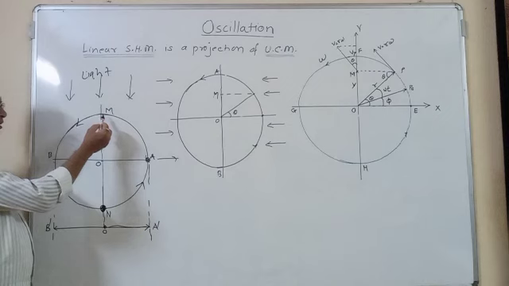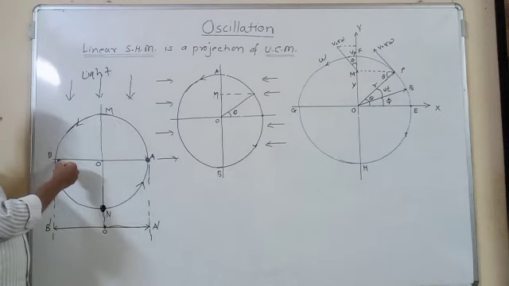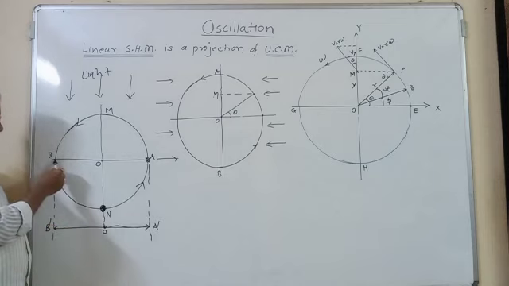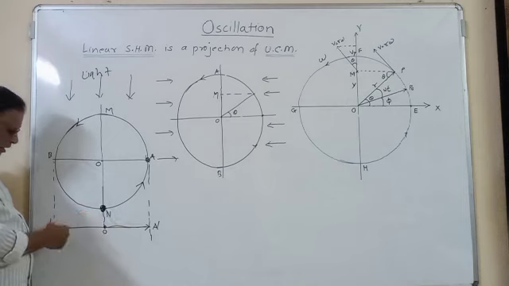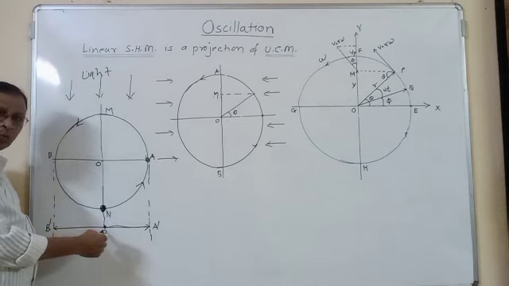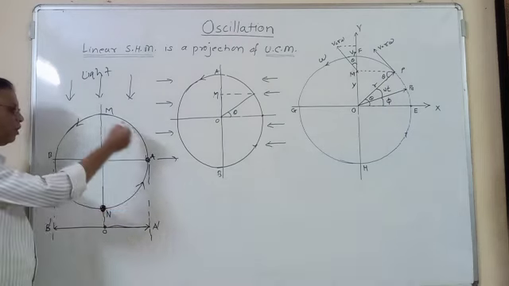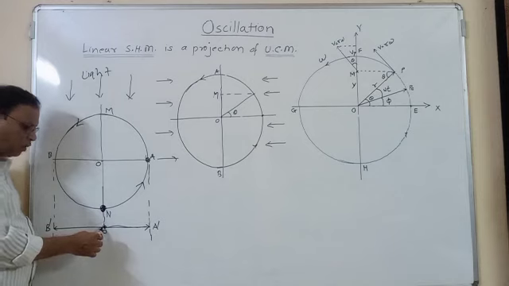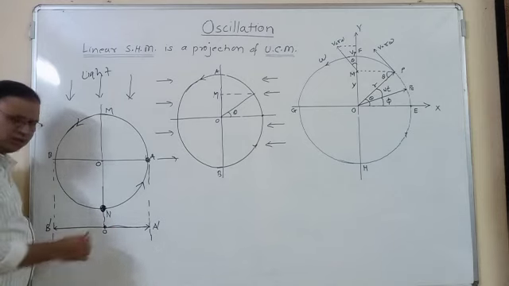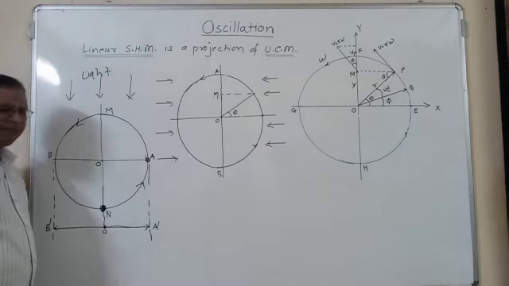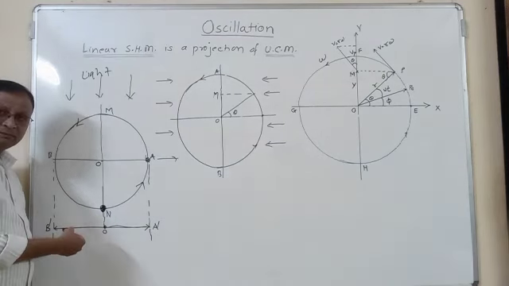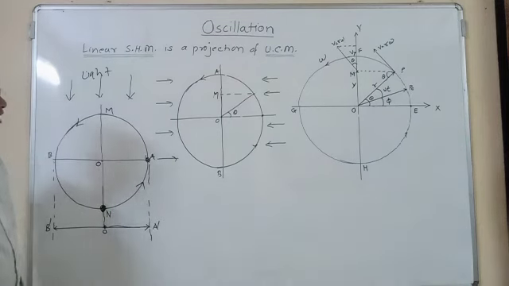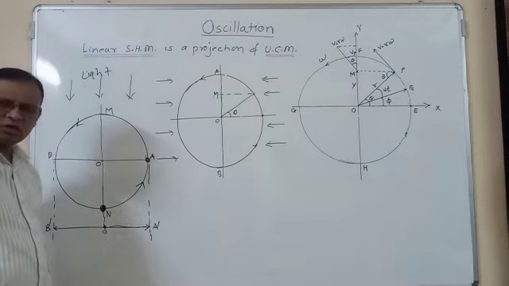Again when the object moves from M to B, the shadow moves from O to B dash. And when the object moves from B to N, the shadow moves from B dash to O. That means when the object performs one circular motion, the shadow performs one oscillatory motion, that is one oscillation. That means the oscillatory motion is a projection of circular motion. We can take one example. This was a horizontal motion.